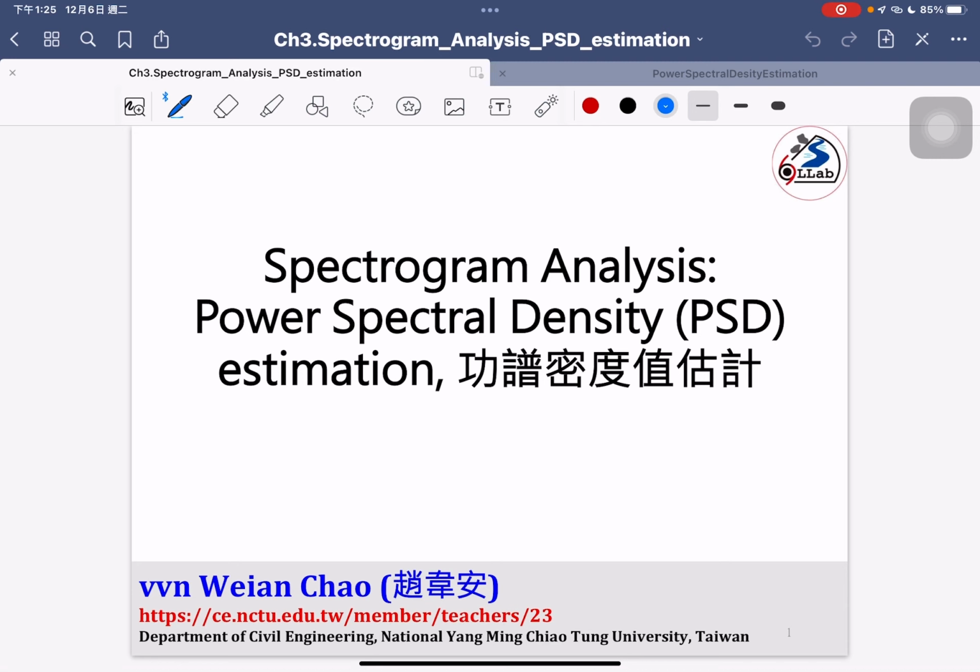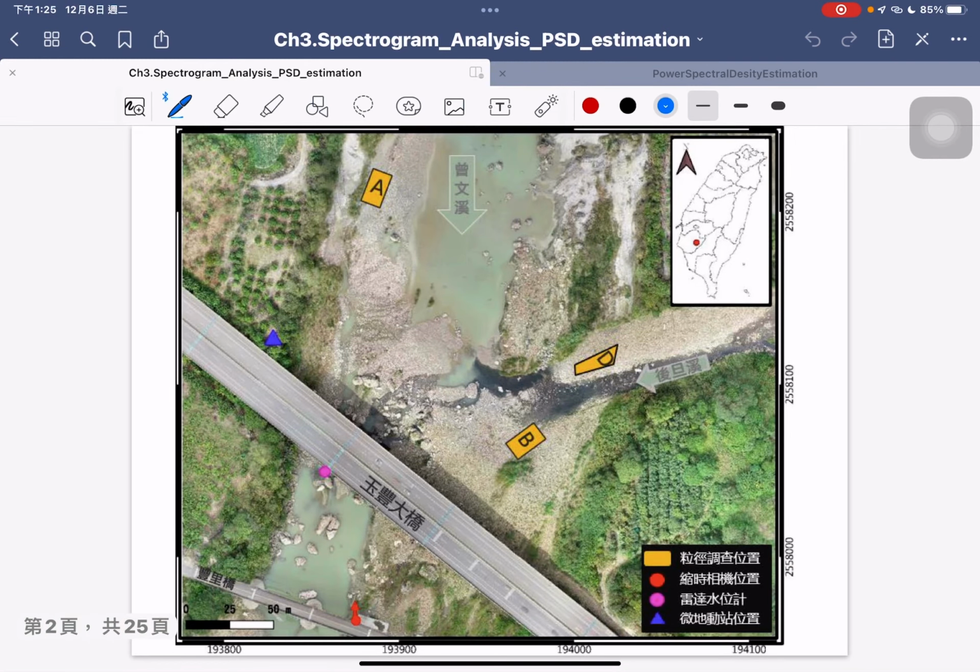Okay, so how long is the data? Maybe the data length is a few days, or 1 month, or 1 year. If your data is quite long, we need to use power spectrum density analysis to deal with the time frequency map. Okay. So for today's exercise, I provide the data in the field.